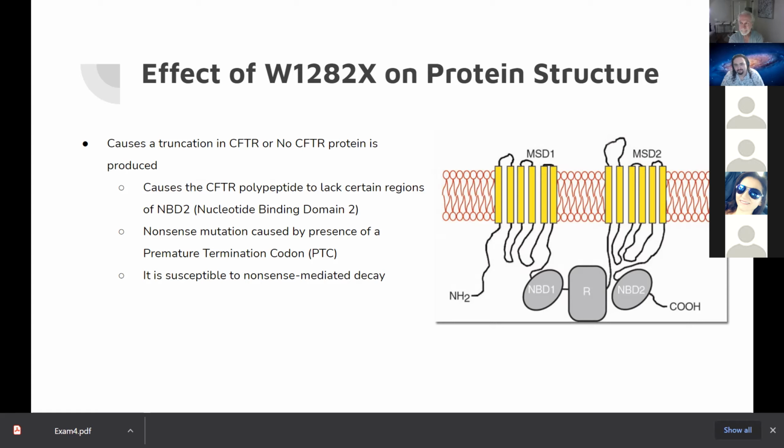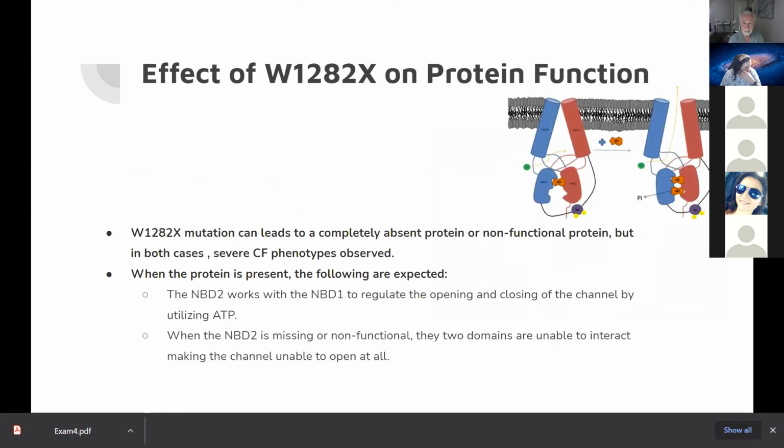The picture to the right shows a normal protein, but what our mutation would do is cause the NBD2 part of the protein to have a stop codon, making it so it doesn't form at all, or it's not fully formed. Okay, next slide. Yeah, so we might have an absent protein, where we don't have protein at all, or we might have a protein, but it will be partial.